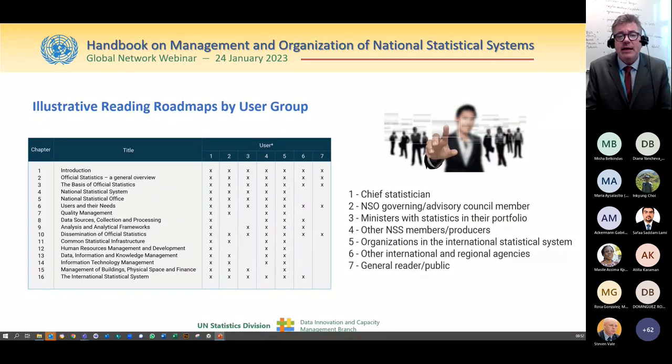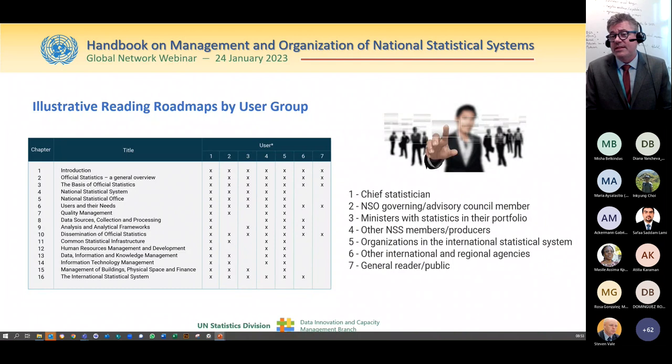order. Nevertheless, together with the drafting team, we have been thinking about what chapters could be useful for different user groups. And here is a list, but you can see that the handbook, and this is the most important point here, has been drafted first for chief statisticians and managers of statistical organizations. But actually, I think there is something there for everybody. Also the general public, the other international and regional agencies, etc., etc.